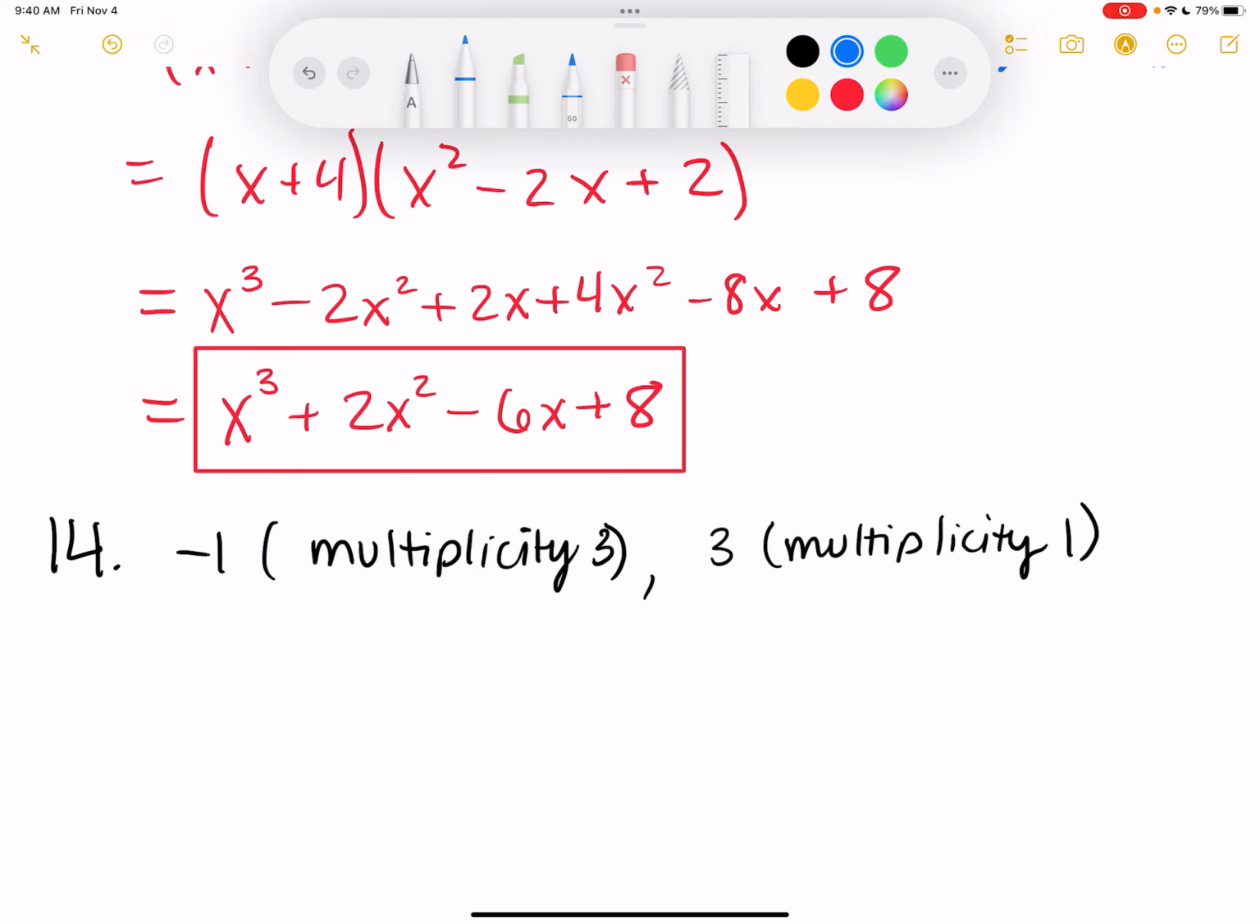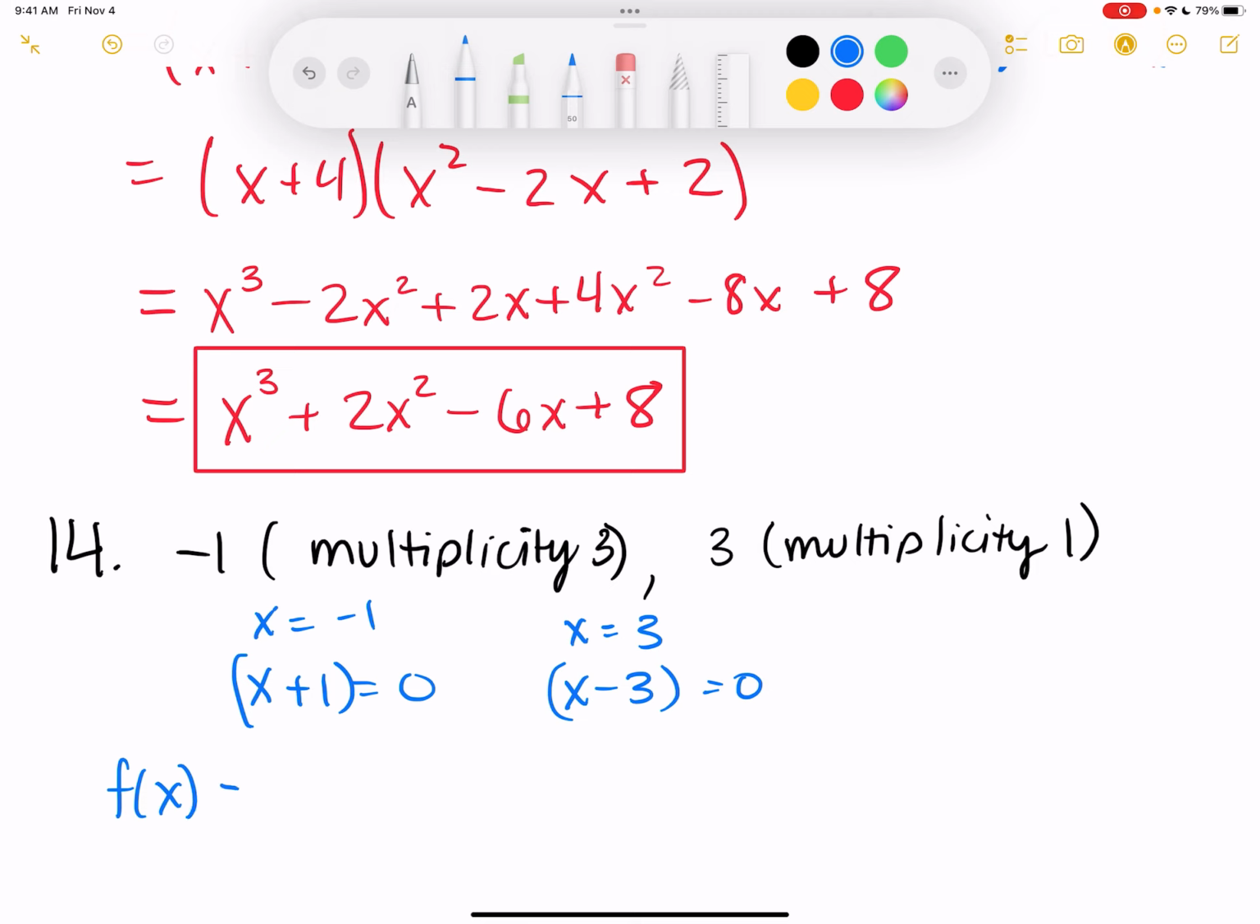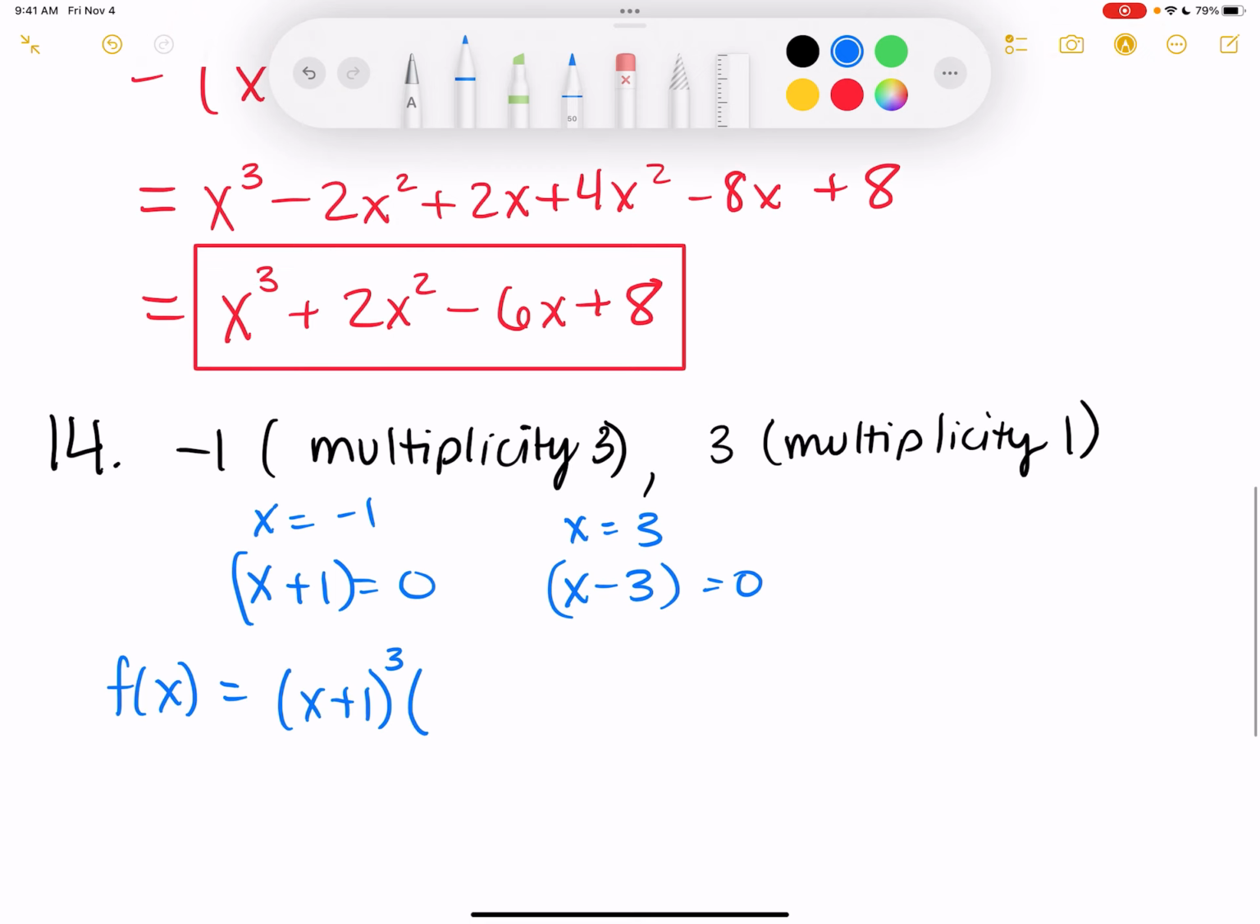I'm gonna miss it. All right, so we're writing a function with the given zeros, and the multiplicity is how many times. So when you write that parentheses, it's getting raised to that power. So we have x equals -1 and x equals 3. So my factors are x plus 1 and x minus 3. So f of x equals x plus 1, we're told multiplicity 3, so that means it's getting raised to the 3rd power, times x minus 3, it's only multiplicity 1, so we just have to write it.